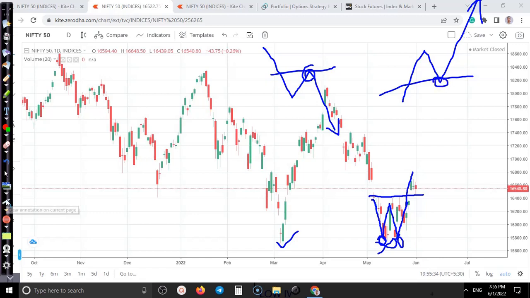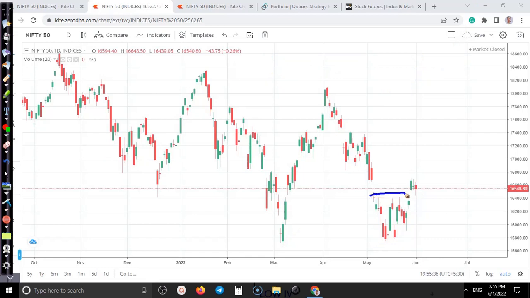Right now I can see price broke this neckline. Let me show you. That was the neckline. Price goes up and pulls back, so we are expecting that price will go up from this level. That is where we are looking to buy.